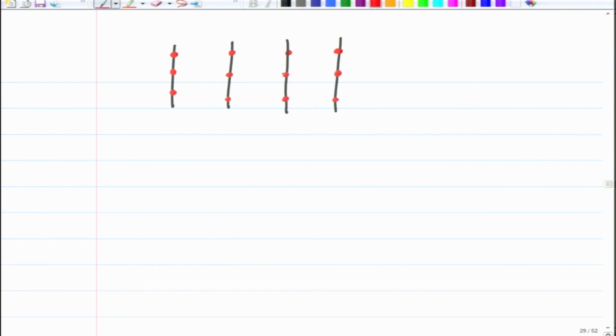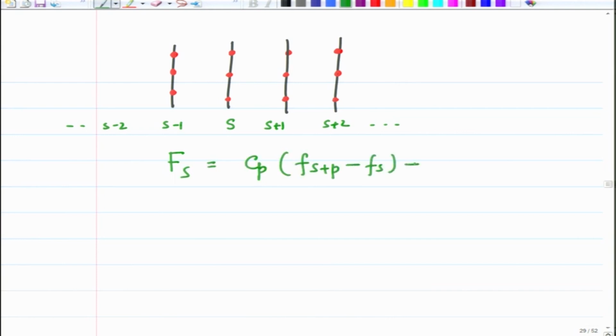And so on. What I am going to assume now is that the Sth plane is going to interact with the S plus 1th plane, S plus 2 plane, and so on, and similarly the S minus 1 plane, S minus 2 plane, and so on. And the force on the Sth plane is going to be Fs equals Cp due to the Pth plane, F(s+p) minus Fs, plus Cp, F(s-p) minus Fs.